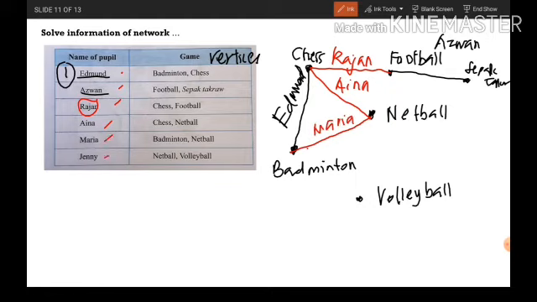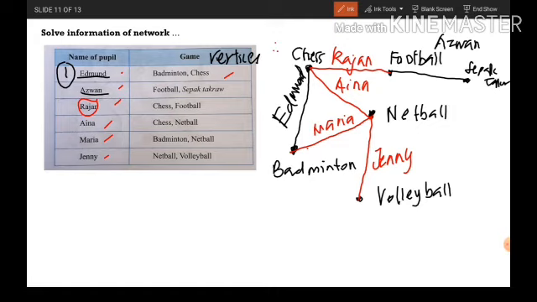And the last one is Jenny. Jenny loves to play netball and volleyball. So you have to connect netball and volleyball with the edges of Jenny. So this is how you solve a problem in the form of a network. Okay, so a network is really helpful for you to solve the problem. So you can connect the data given here in the form of a network.